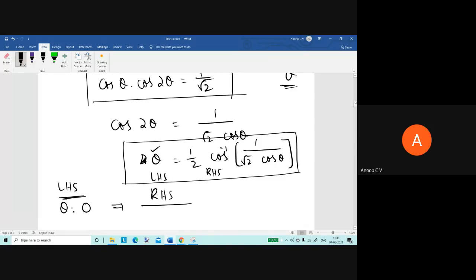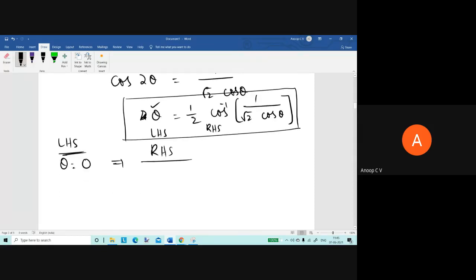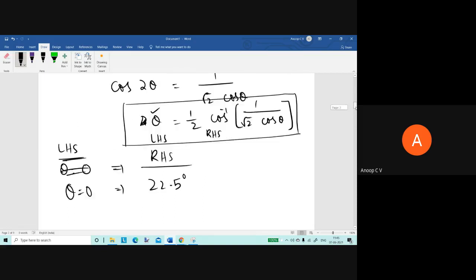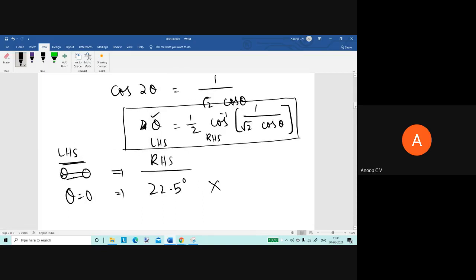What will be RHS for this? I think the RHS will be equal to 22.5 degree, half of cos inverse of 1 by root 2. For theta equal to 0 degree, the RHS is 22.5 degree. So LHS is not equal to RHS. Then whatever I am getting here, I'll put. So next I put theta equal to 22.5 degree.